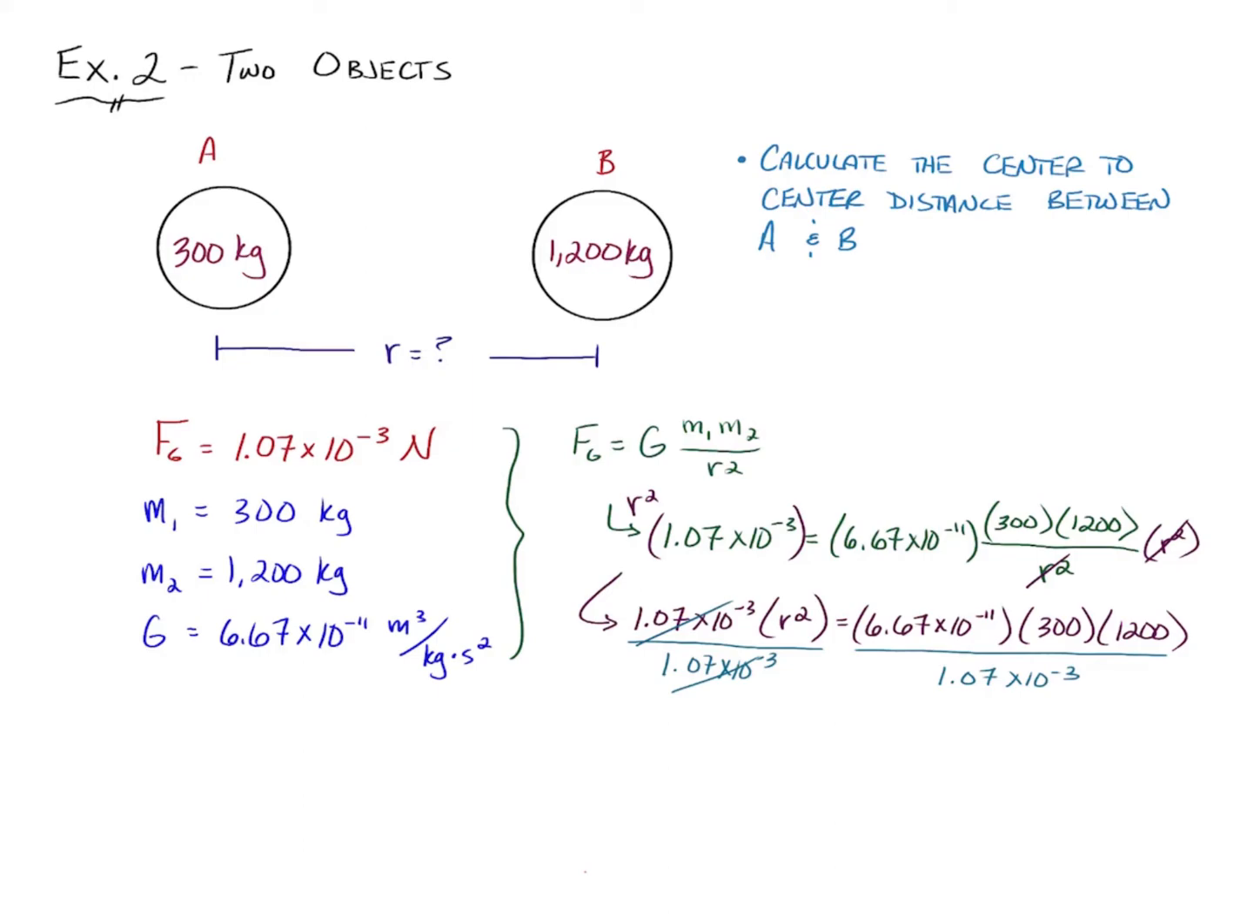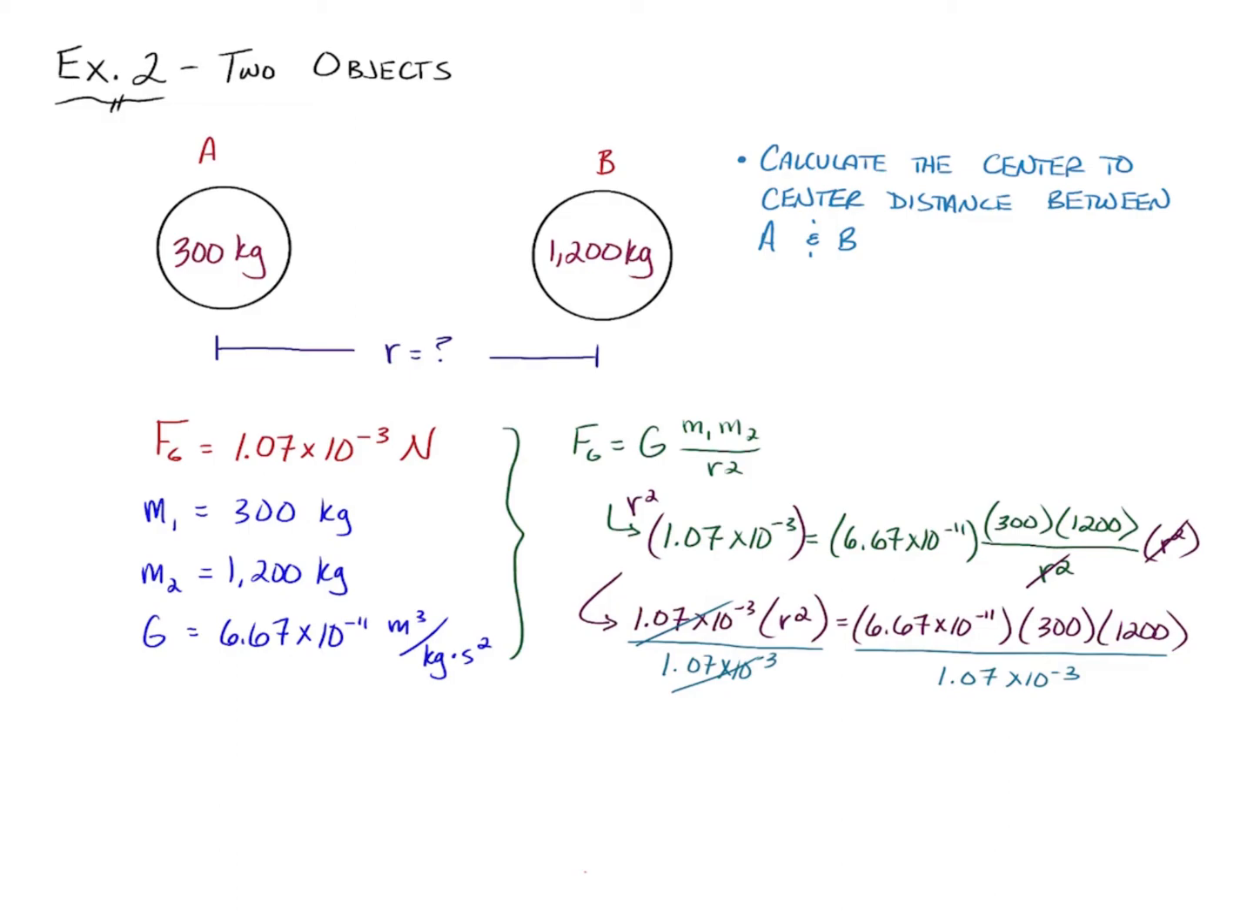Be very careful in plugging this into your calculator because the 1.07 times 10 to the negative third really needs to be in parentheses if you're going to plug it in your calculator. Make sure you're not dividing by 1.07 and then multiplying that result times 10 to the negative third. So algebra is really the biggest issue with an equation kind of as complicated as this.